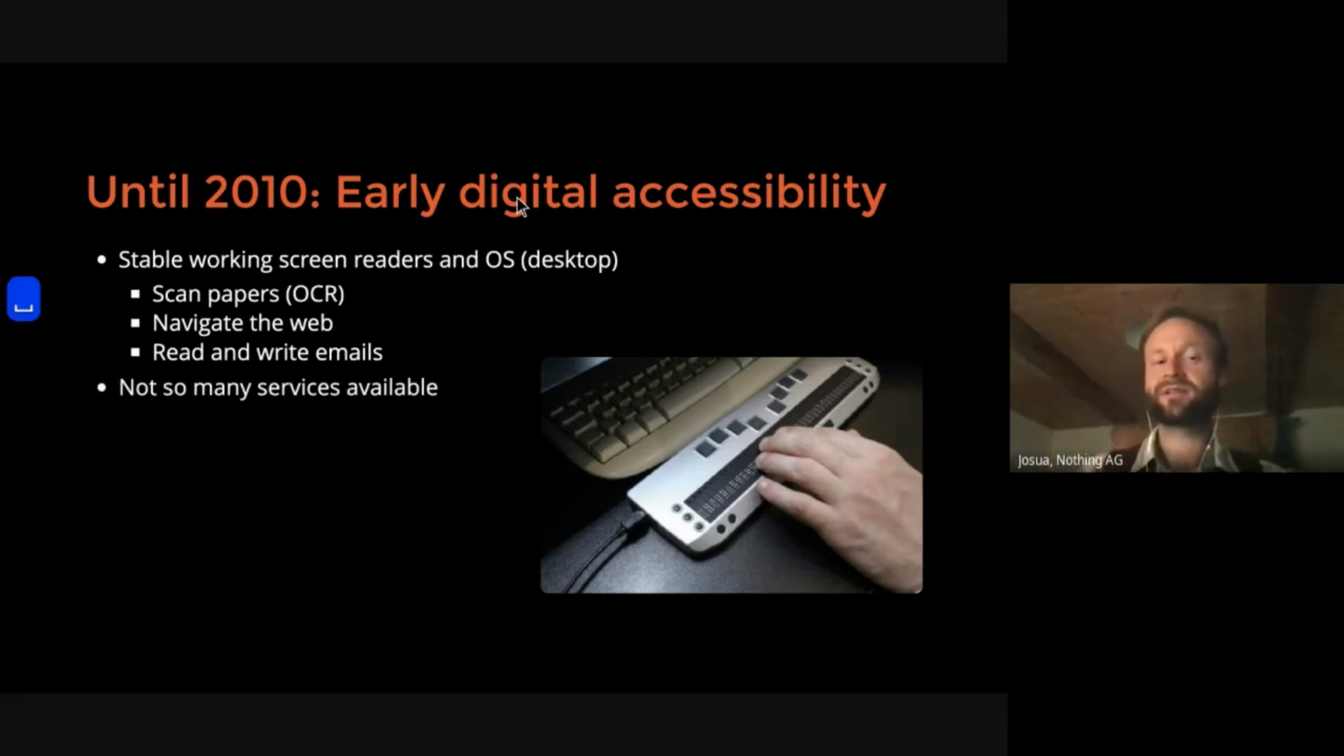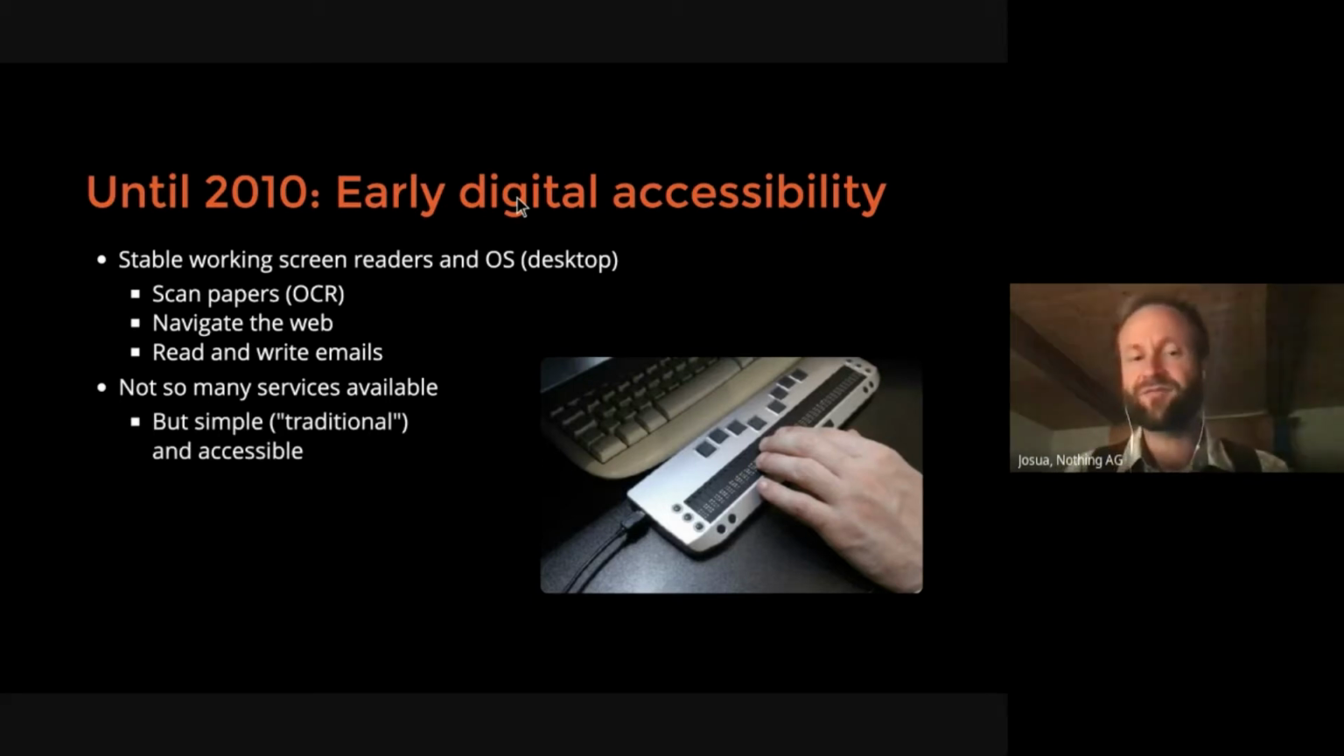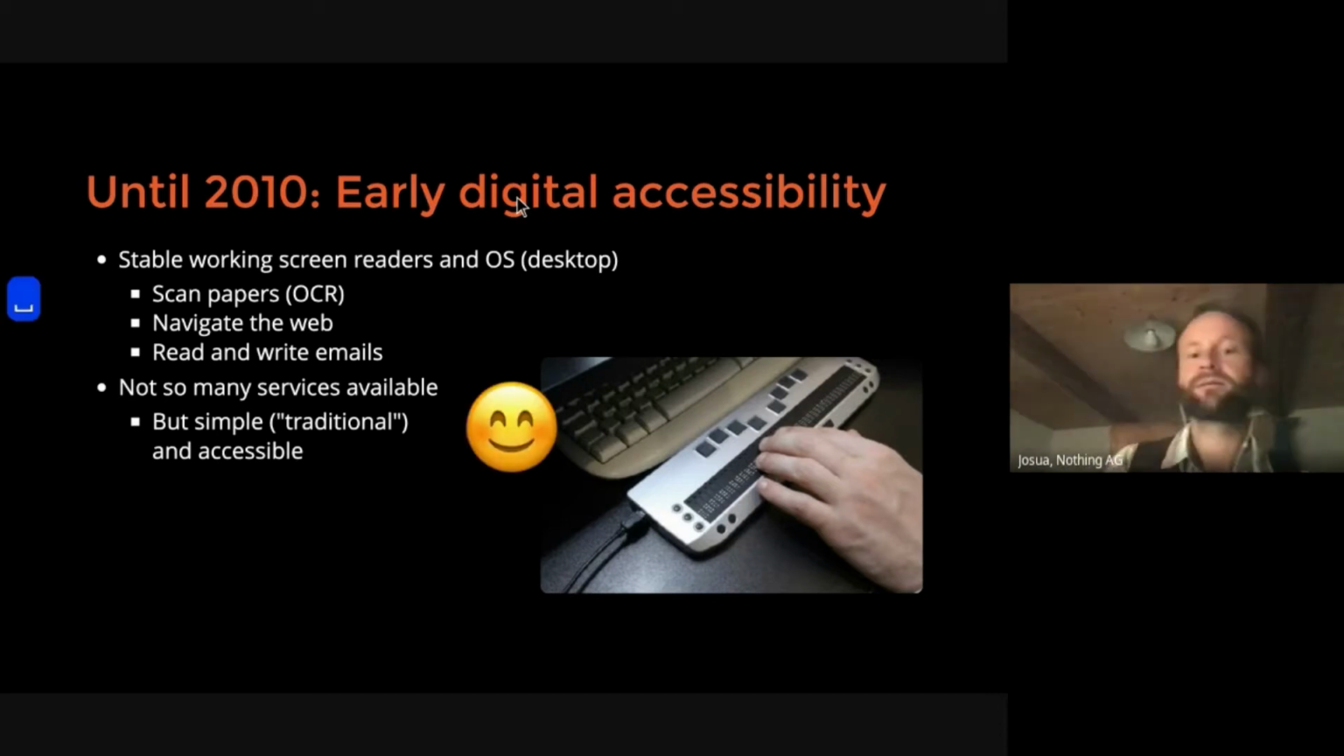You might remember 10 years ago, there have not been so many services available. For example, e-banking was like in its baby shoes back then. But the ones that were available were pretty simple. They were just basic HTML websites. I call them the traditional ones. And as such, because HTML by itself is 100% accessible, all those services were accessible too. So this was a pretty great time for people with disability, especially for blind people.